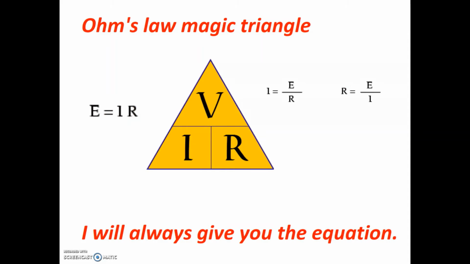So I will always give you the equation, but I'll tell you this little triangle. Current, I equals E divided by R. So if you want to solve for the I, you put your thumb over the I and block that out, and then you have voltage over resistance, E over R. If you want to solve for the R, you put E divided by I. And if you want to solve for the E, you put your thumb over the voltage, and then it's I times R. That's a nice little way of remembering it, but I will always give you the equation.